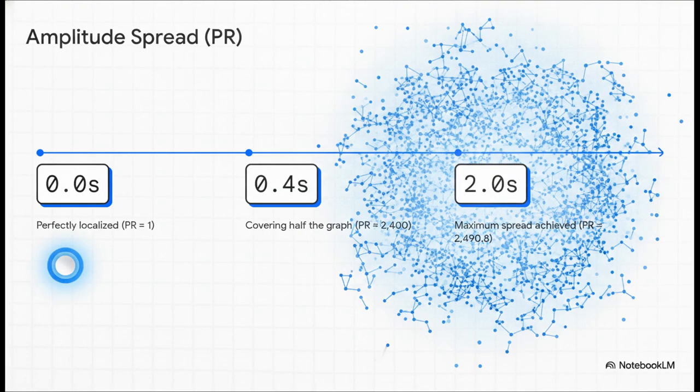We track this using something called the participation ratio, or PR, which basically just measures how many nodes the quantum amplitude is touching. At t equals 0.0 seconds, our PR is exactly 1. It is perfectly localized on that starting node. But watch what happens in a literal fraction of a second. By t equals 0.4 seconds, the PR just explodes to roughly 2,400 nodes. It's already covering almost half of the entire 5,000 node graph. And by t equals 2.0 seconds, it hits its maximum spread, a PR of 2,490.8. The amplitude exploded ballistically and stayed perfectly spread out.